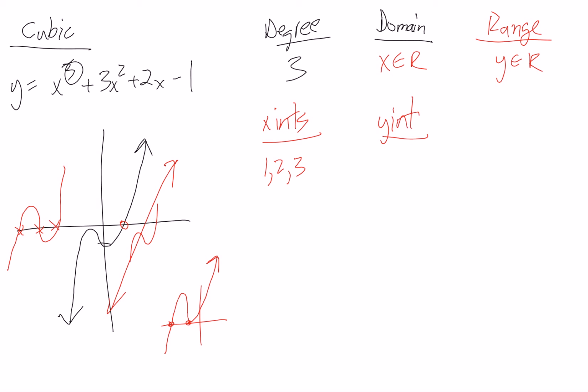Y-intercept, still just the 1, and in this case it'll be that number again, so it'll be negative 1 for this equation. And our ends will be one up and one down again, just like we did for a straight line.